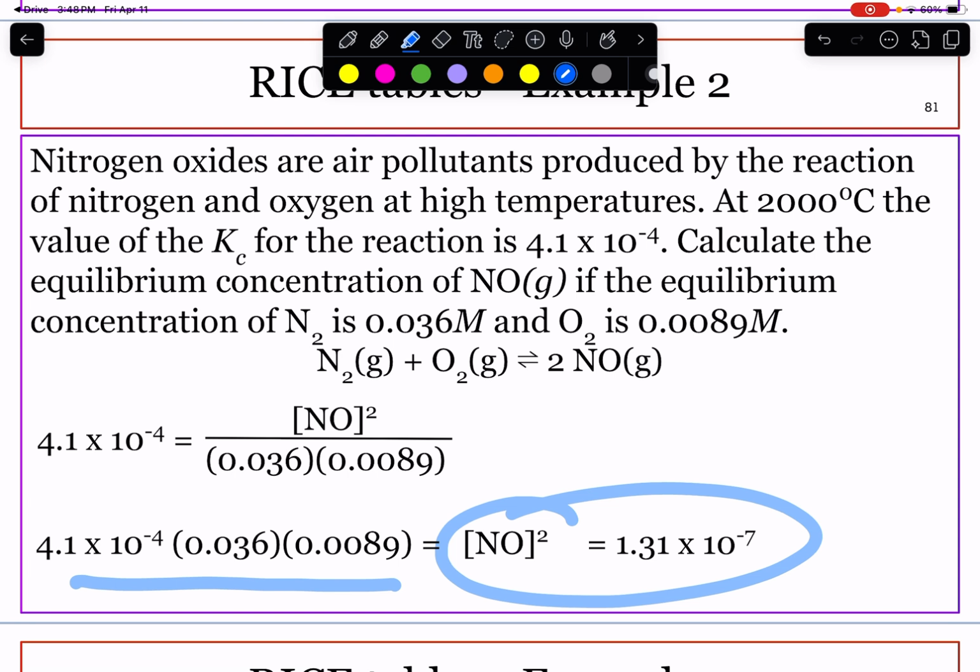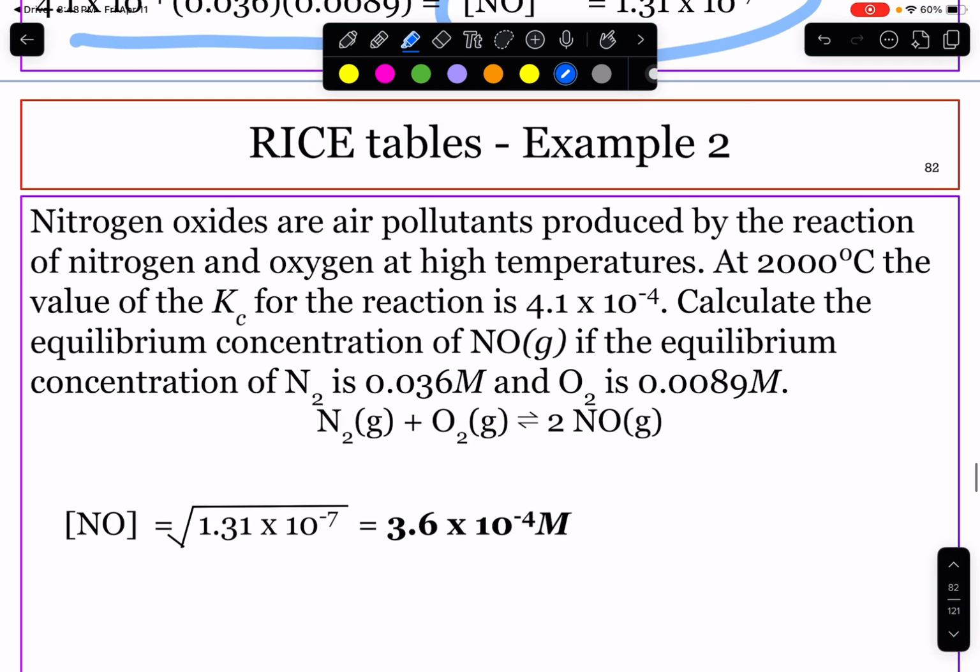But the problem is not asking for NO squared. It's asking for the value of NO. Therefore, take the square root of it, and we have our answer.